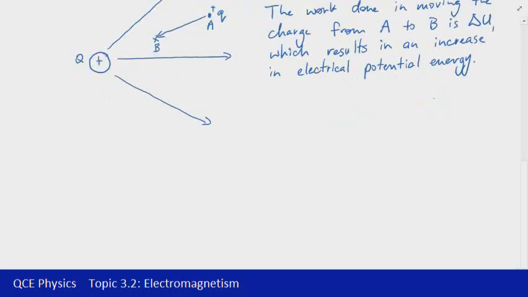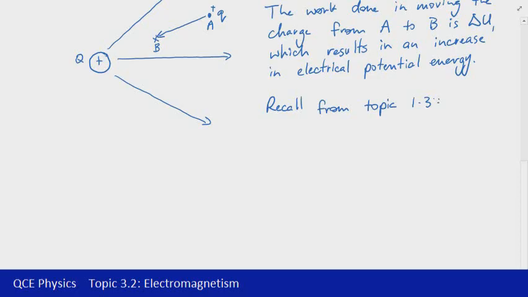So if we know that there's a change in electric potential energy, but we can't use force times displacement, there must be another way that we can figure out what's happening with the change in electric potential energy. And in order to make sense of that, we actually need to go back to topic 1.3, which was on electrical circuits.